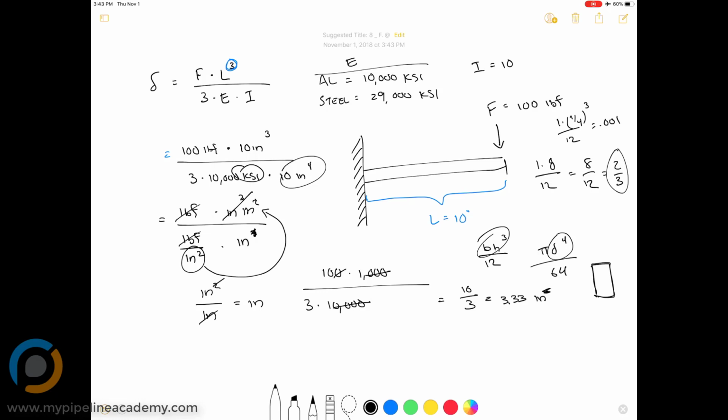So now we see that if we place 100 pounds of force at the end of a 10-inch long beam, and this beam is 1-inch base, let's see, so it's like 1-inch base by 1/4 inch height, it would deflect by 3.33, which is also actually pretty big for what we're talking.